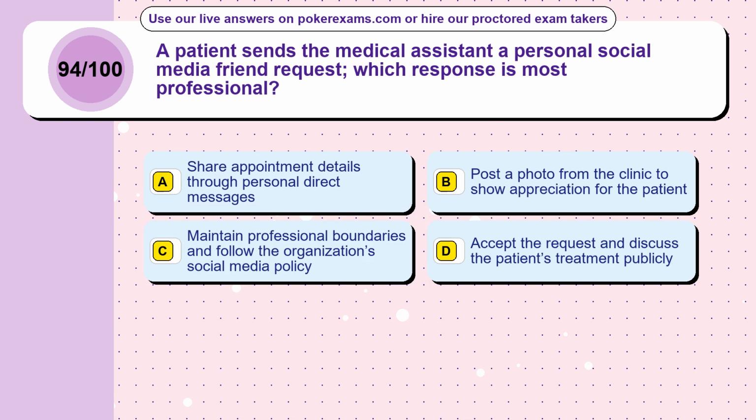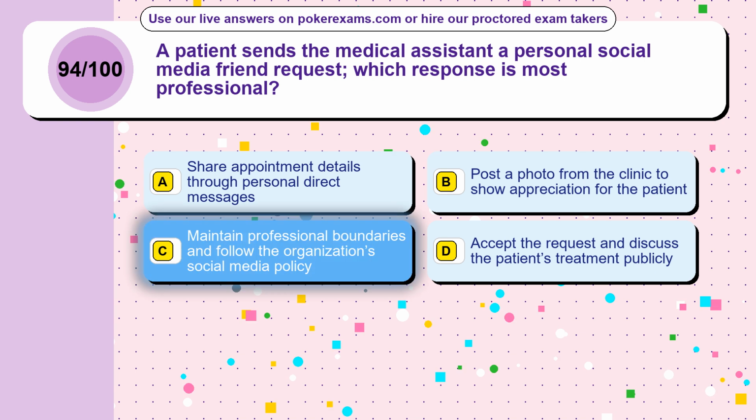Question 94. A patient sends the medical assistant a personal social media friend request. Which response is most professional? Option A. Share appointment details through personal direct messages. Option B. Post a photo from the clinic to show appreciation for the patient. Option C. Maintain professional boundaries and follow the organization's social media policy. Option D. Accept the request and discuss the patient's treatment publicly.